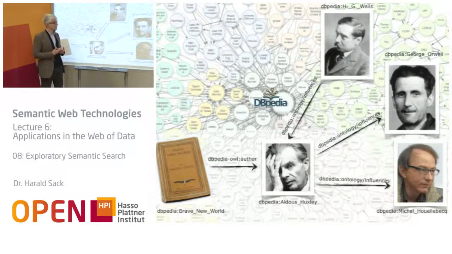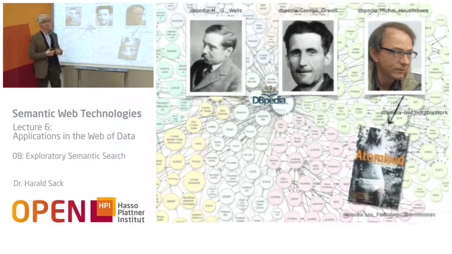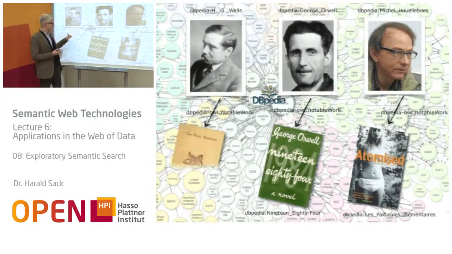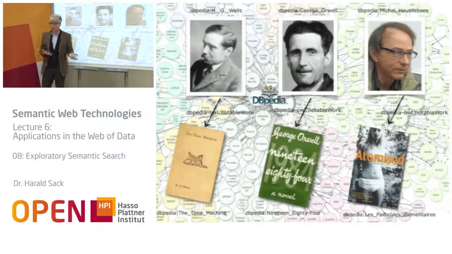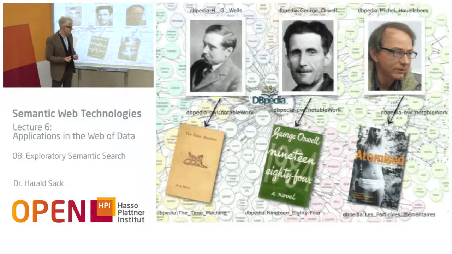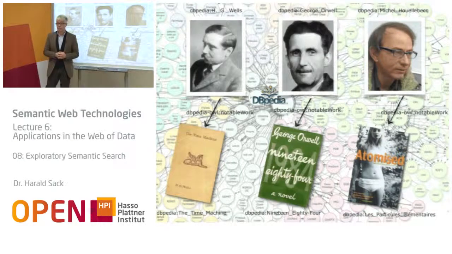But maybe they have written quite a lot, so what should I read next? Here also DBpedia provides an answer because there is a nice property which is called notable work, which means the books or the works that these people are best known for. And therefore, you will get the information that, for example, for H.G. Wells, you will find The Time Machine. For George Orwell, you will find 1984. And for Michel Houellebecq, you will find here The Elementary Particles, or Atomized, as it's called in English. So I will know what book to read next.